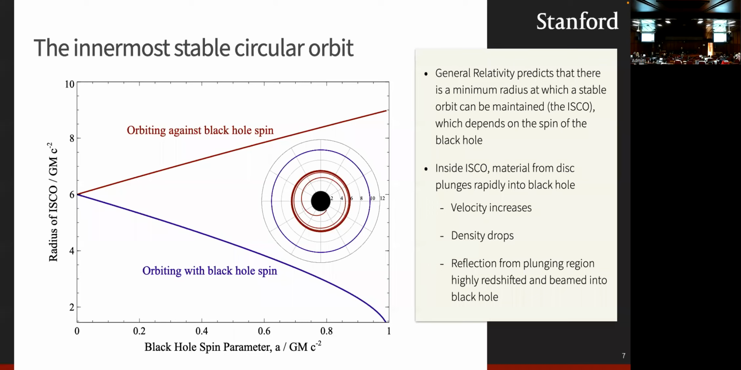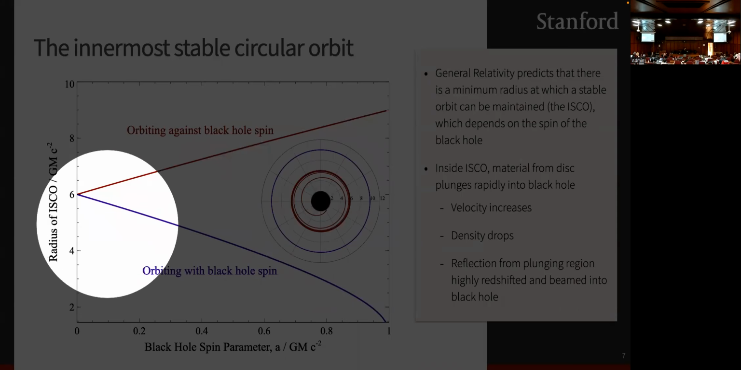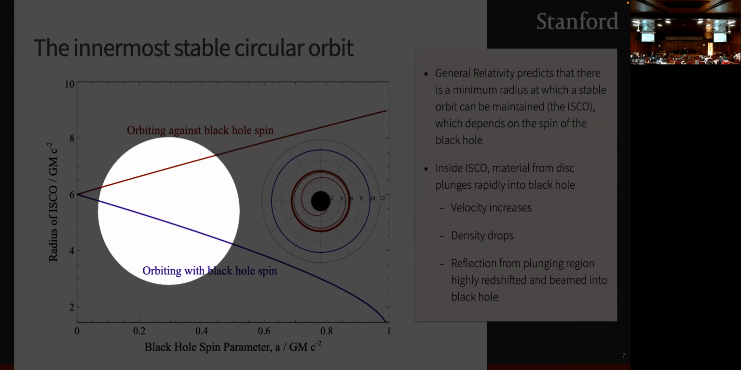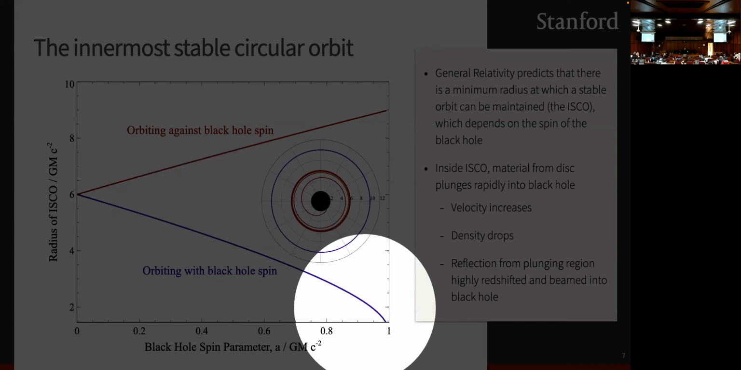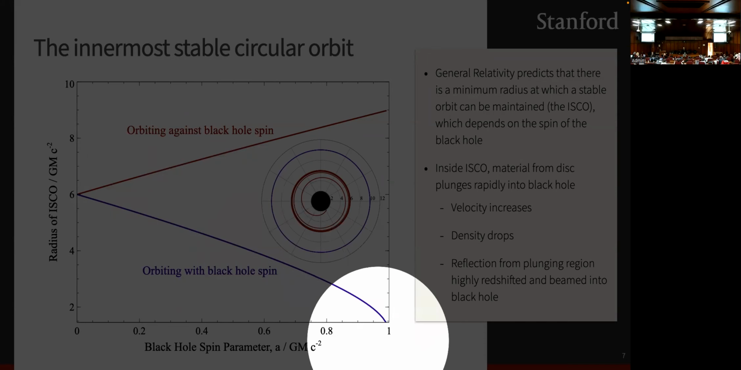But the location of this innermost stable orbit depends on the spin of the black hole. So in the case that we're trying to orbit in the same direction as the black hole spin, the innermost stable orbit follows the blue line here. So it goes from 6 RG around a non-spinning black hole, all the way down as the spin increases to 1.2 RG around our maximally spinning black hole.